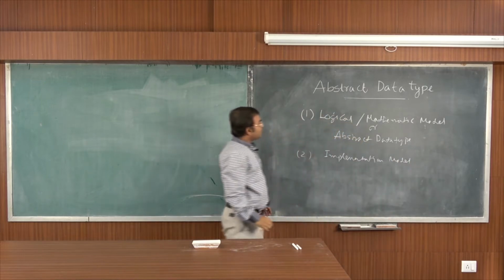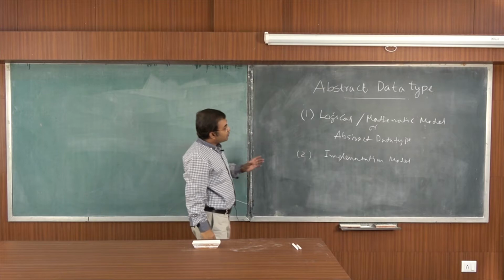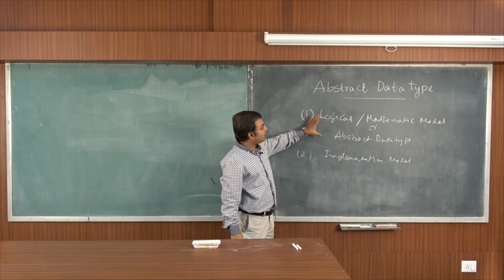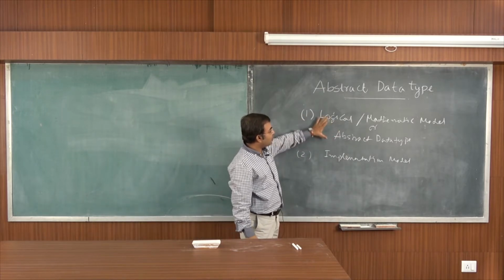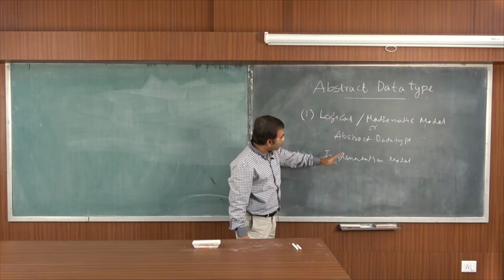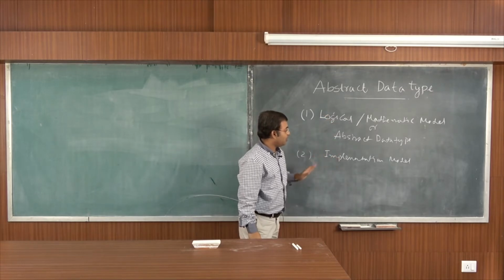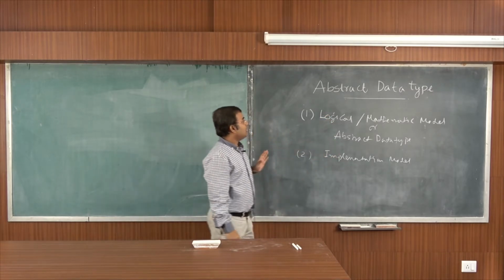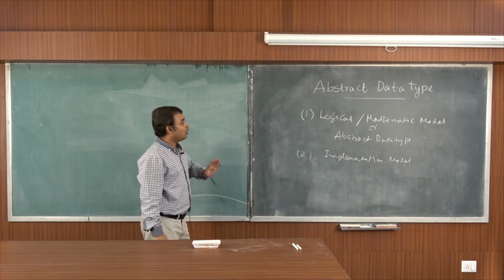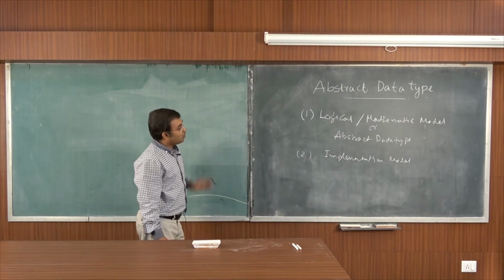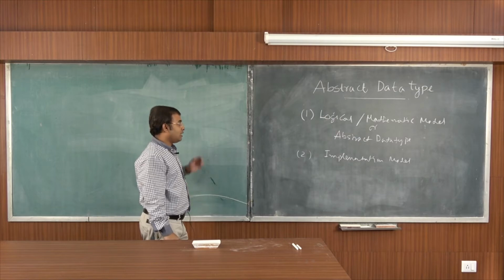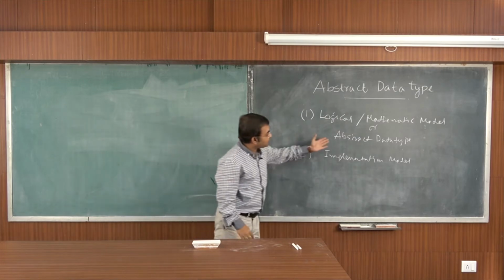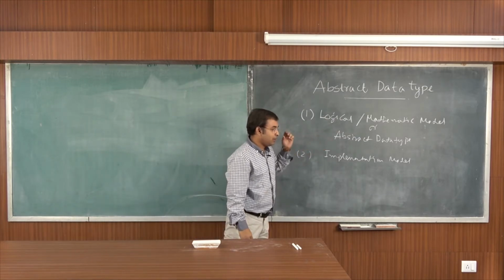Now today I will introduce you to the concept of this logical or mathematical model, or sometimes called abstract data type, and after that we will introduce the implementation model. So let's start with this logical or mathematical model of a data structure. What is that, and why is it called abstract? What is the meaning of that?